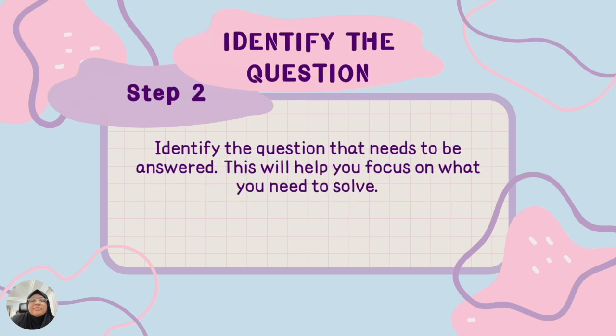Okay, so next. Step 2 is to identify the question that needs to be answered. This will help your child to focus on what they actually need to solve. So for example, when you see a word problem, it's very important for them to be able to understand what the question is asking from them. So in this case, to identify the question that needs to be answered.